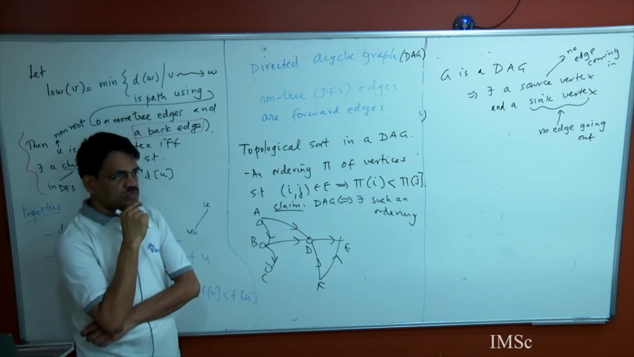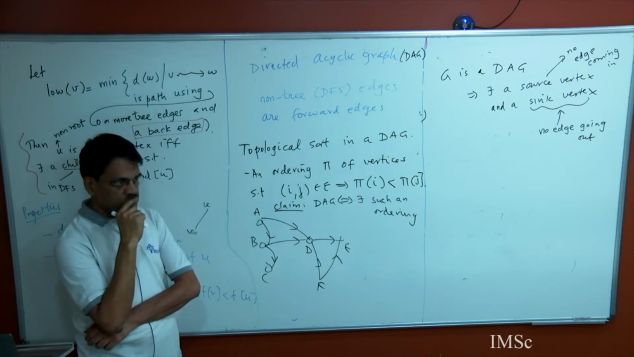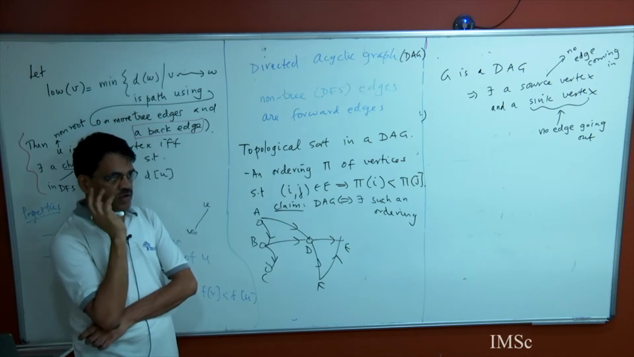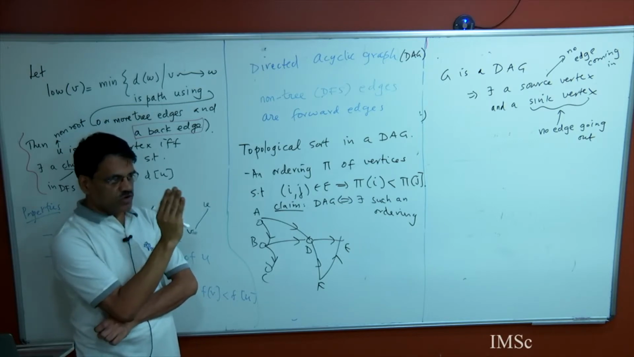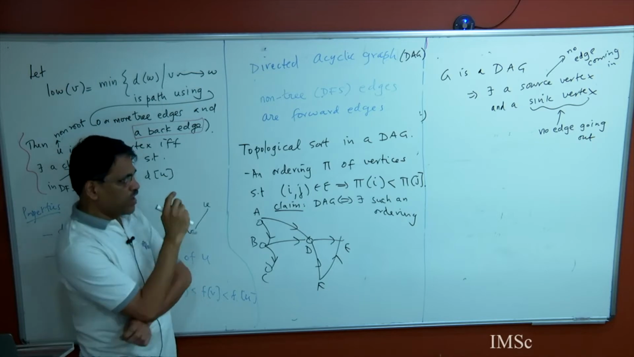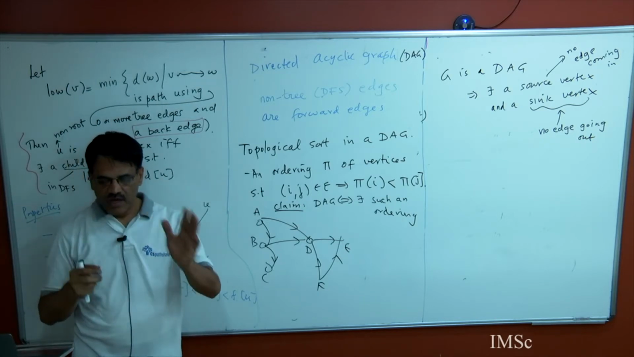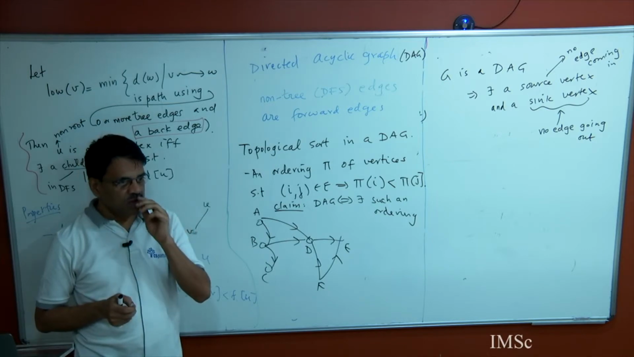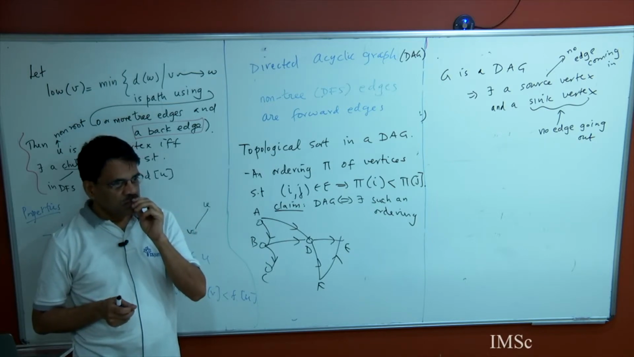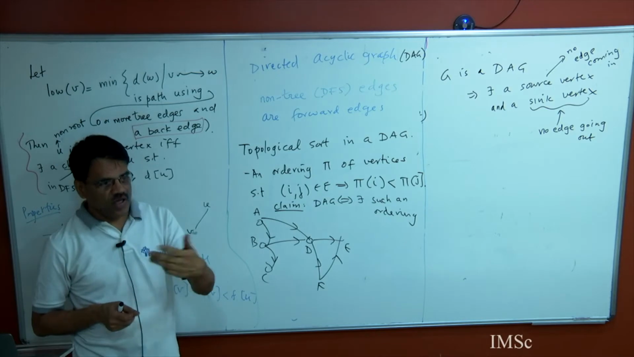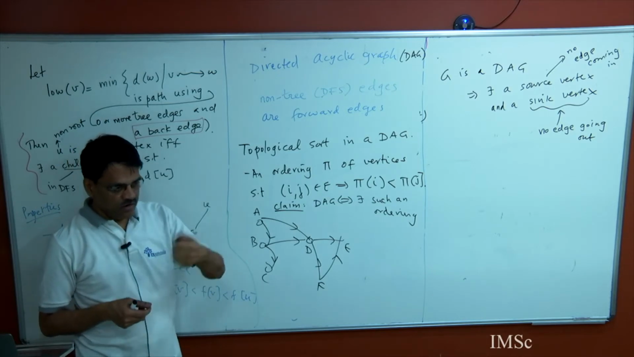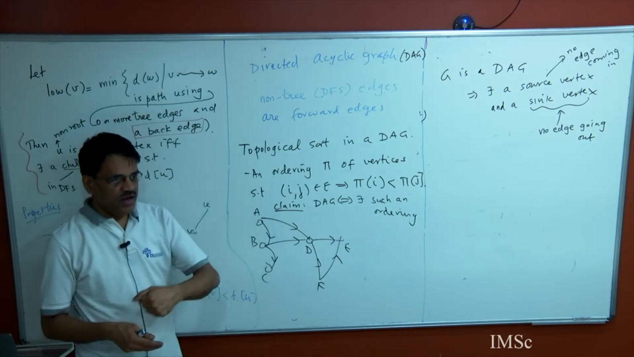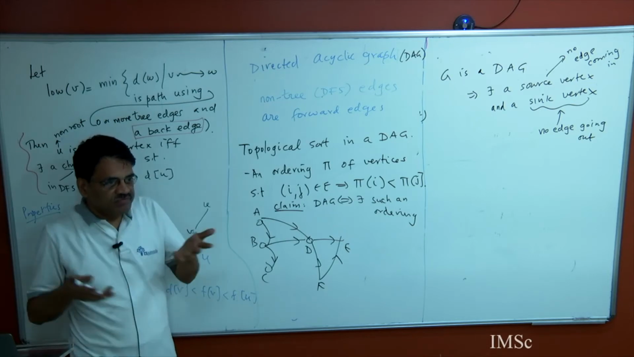So we first find the source vertex. Delete all edges. Then take the source vertex, give it number 1, pi of that vertex. Find the source vertex, make it first vertex in your ordering. You have to also prove that deleting a vertex, yes, sure, that if you have a DAG and you delete a vertex, it remains a DAG.